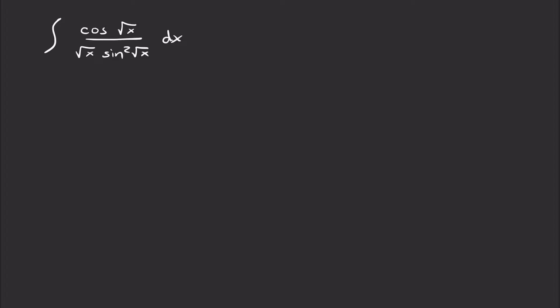For our next integral, we have the integral of cosine of square root of x divided by the square root of x times sine squared of the square root of x. So it's a mouthful. So our u will be sine of the square root of x.